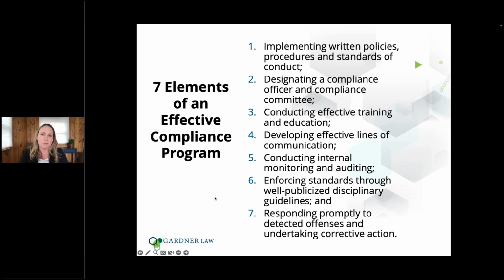All right, and just again, going back to the 7 elements. For background, the OIG issued its compliance program guidance for drug and device makers in 2003, where the 7 elements of an effective compliance program were outlined. I'm sure this is very familiar to all of you. Of course, implementing written policies, procedures, and standards of conduct, designating a compliance officer and compliance committee, conducting effective training and education, developing effective lines of communication, conducting internal monitoring and auditing, enforcing standards through well-publicized disciplinary guidelines, and responding promptly to detected offenses and undertaking corrective action.